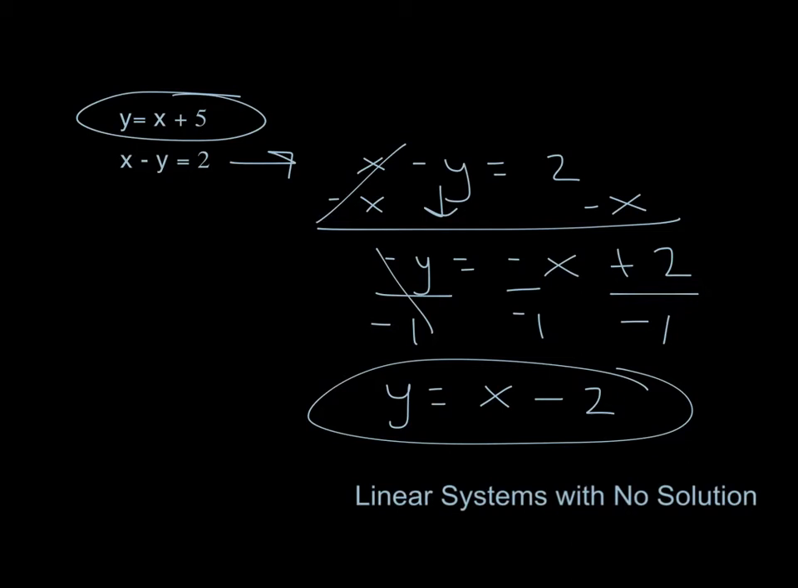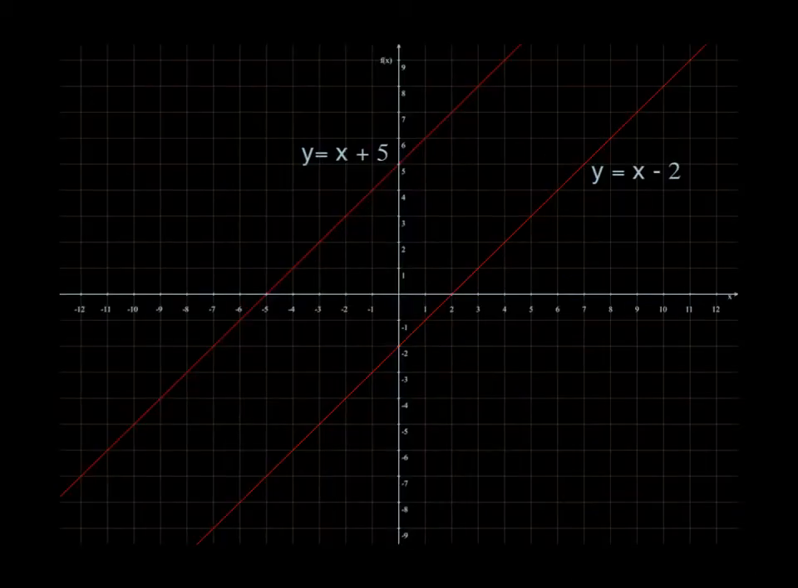So some of you may remember that that means that these are going to be parallel, while others of you need to take that next step and look at the graph. So let's go ahead and look at that graph. The graph would be 2 lines that are parallel. This top line right here is y equals x plus 5, and this bottom line is y equals x minus 2.